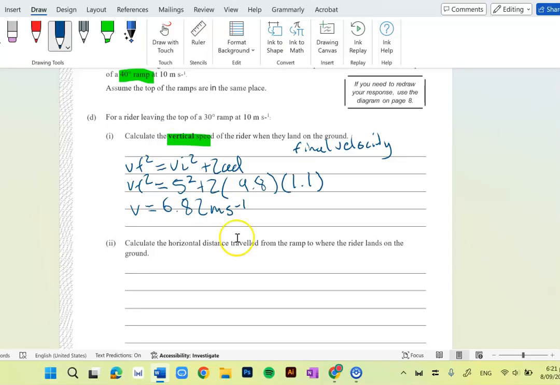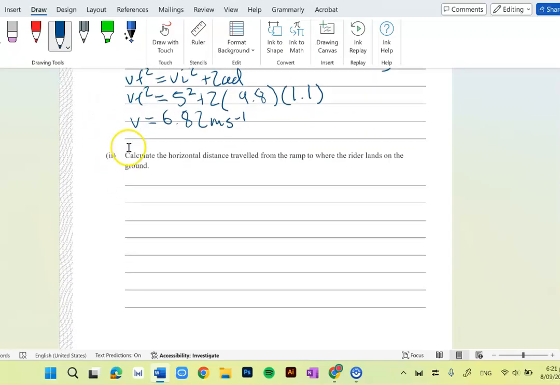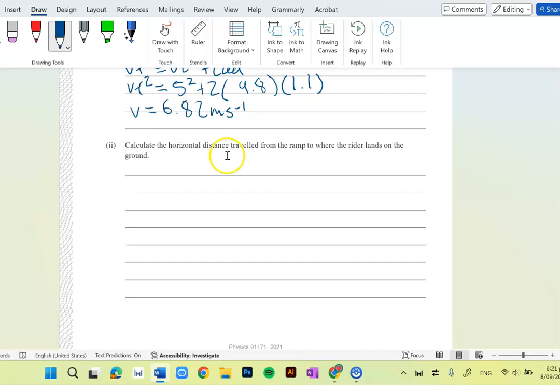Now we're not done yet because this is just part 1 of that question. So part 2, calculate the horizontal distance traveled from the ramp to where the rider lands on the ground. Now we're not dealing with vertical. This is something you have to know, it's completely different from vertical. When we're doing these projectile motion questions, we always have to separate vertical and horizontal components. You cannot use a combination of both. That's not how it works.